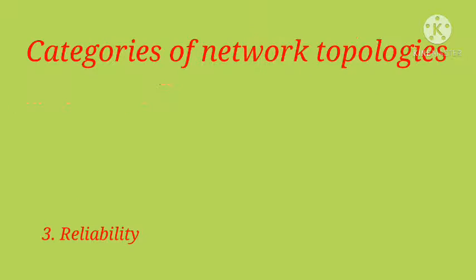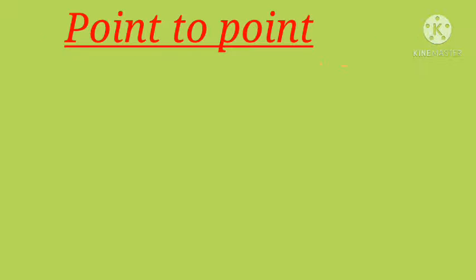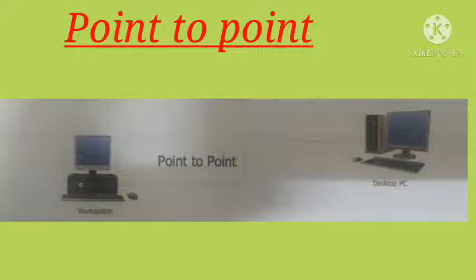Now let us look at the categories of network topologies. First one is point to point. It is the simplest form of network structure in which two nodes are directly connected to each other. It is suitable for small areas where computers are close. It provides a fast and reliable connection.